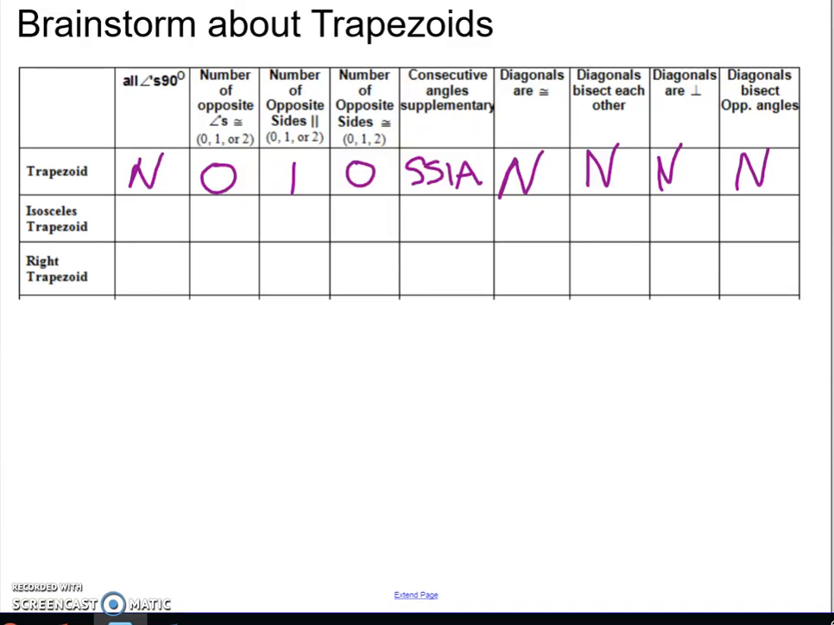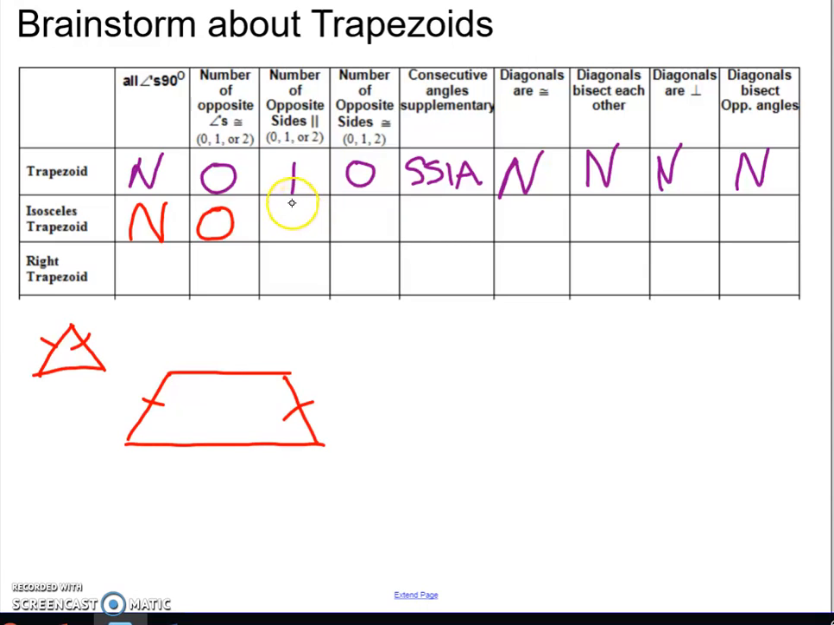An isosceles trapezoid, like an isosceles triangle that has those two legs congruent, an isosceles trapezoid has those two legs congruent. So it still does not have all 90-degree angles. Still no there. Still one there. But then we have one pair of opposite sides congruent, and that would be these two. So that's a pair of opposite sides congruent. This is still true. So these two angles are, I'm sorry, supplementary, and these two angles are supplementary. So that's still true.